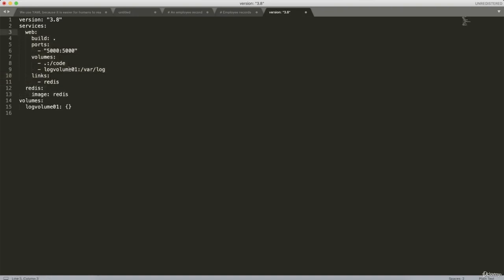By looking here, you can see that we have two spaces, which means that the web is subjected under the services. But here the build is subjected under the web. Okay, how did I know? Again, we have two spaces here. Two spaces here. Now this port is subjected under what? Yeah, actually it is under the port. You are right, because we have two spaces.